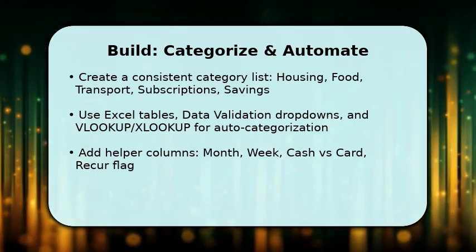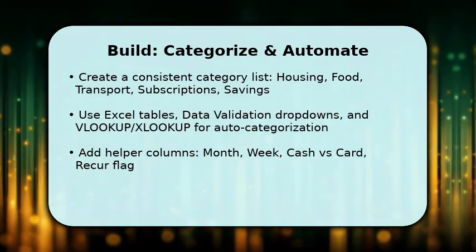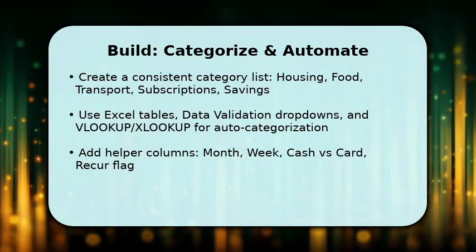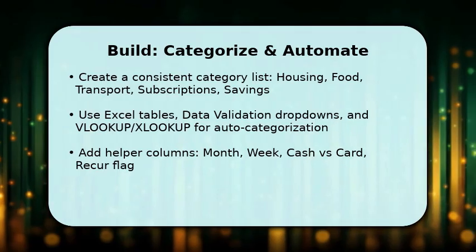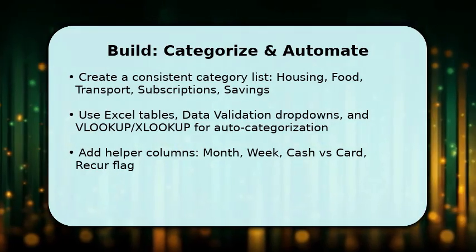Create a category master list and apply data validation dropdowns, then use XLOOKUP or VLOOKUP to map merchant names to categories automatically. Convert your data range into an Excel table so formulas autofill and slicers work.